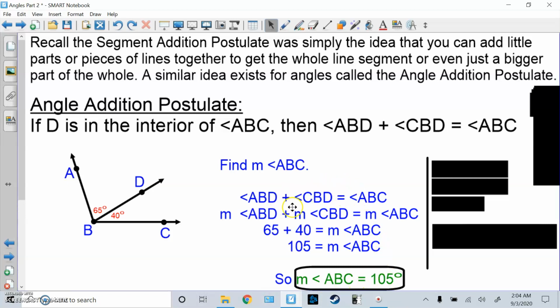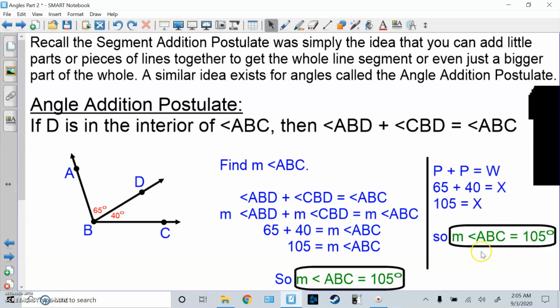Now if you don't write all these letters out, that's fine. You can take the lazy way and just say, part plus part equals whole. So the first piece is 65, the second piece is 40, is equal to x. We don't know the whole thing yet. Combine like terms, and then make sure you put the answer correctly. It's angle ABC, and degrees.